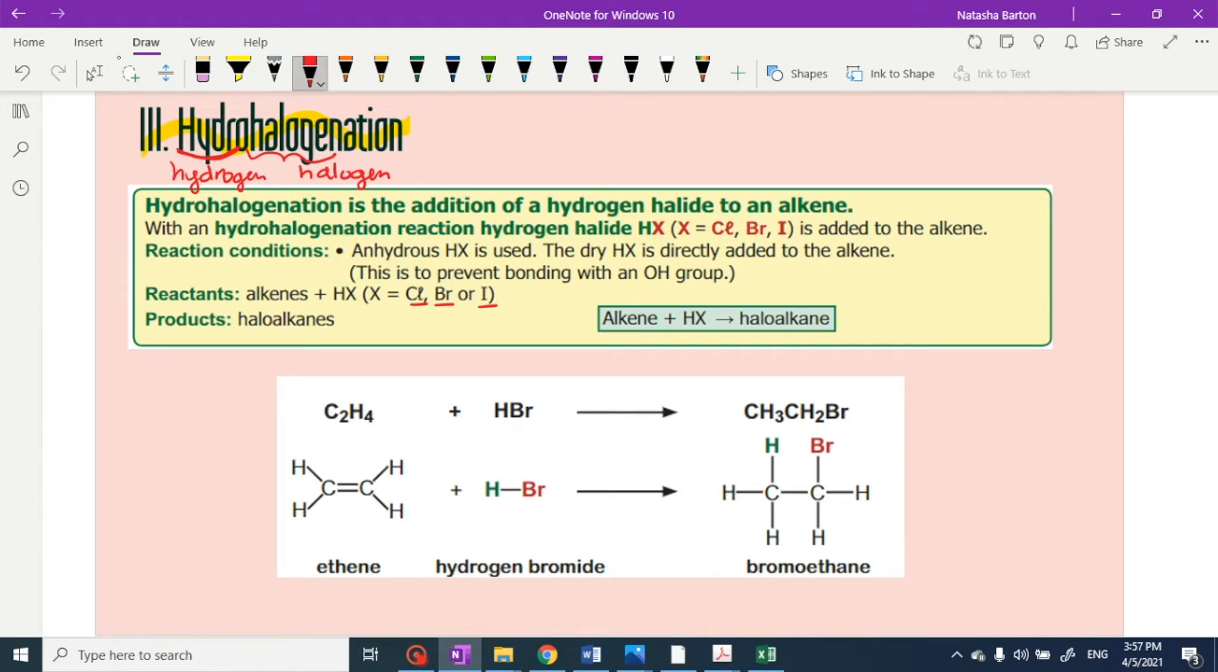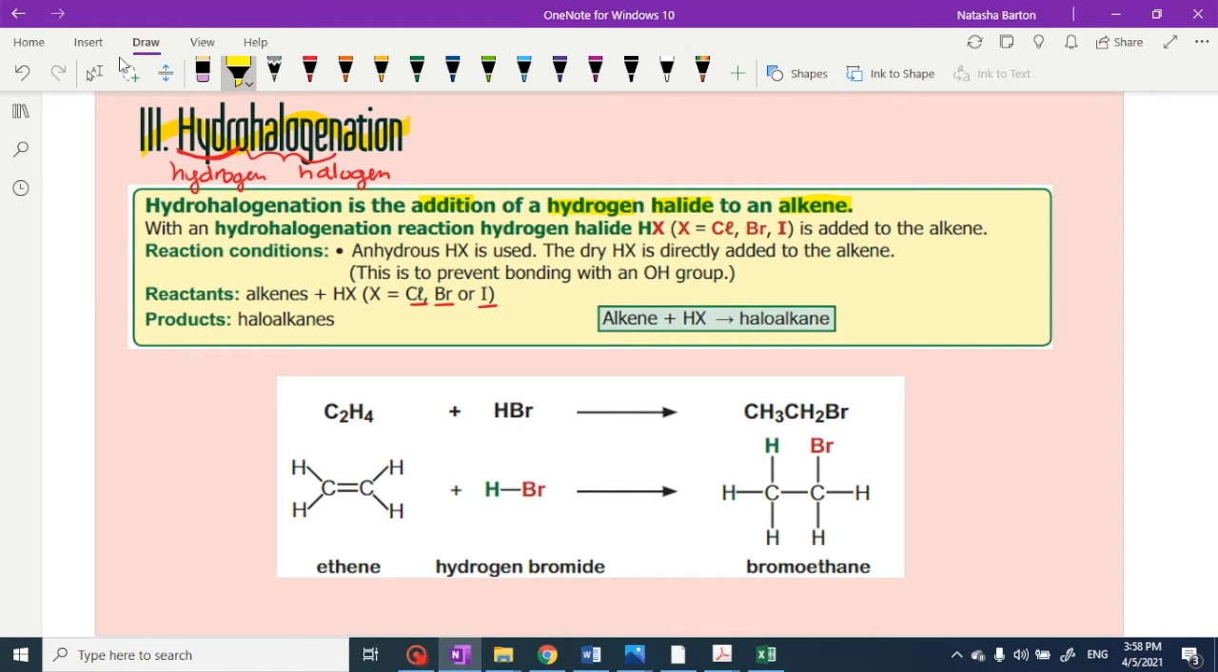So hydrohalogenation is the addition of a hydrogen halide. That's what we call it. When we just have hydrogen bonded to a halogen, we call it a hydrogen halide. And this is going to be added to an alkene. We have a hydrogen halide bonded to an alkene.